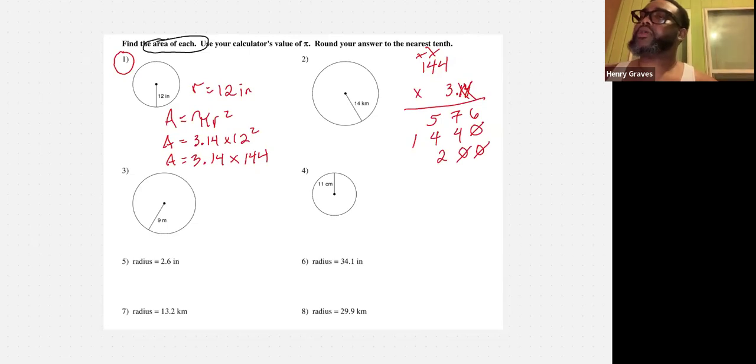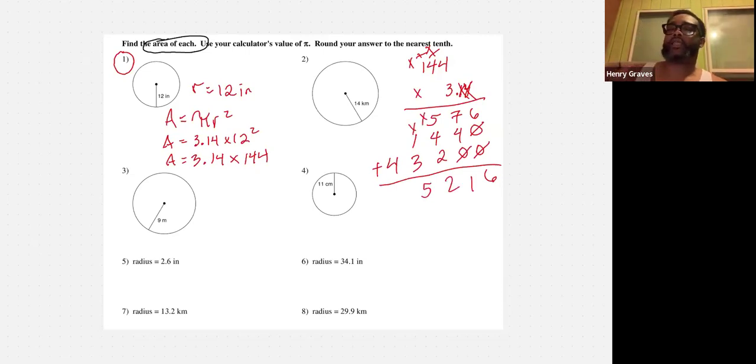Add them all up. That's 6, 11. 4 is 9, 12, and put the 1 here. It's 9, 11, 12. 1 is 5. And I have 2 decimal places. So my answer should be 152.16.